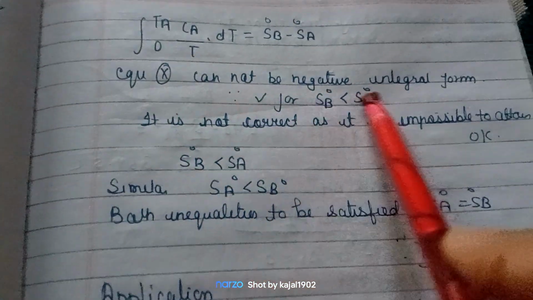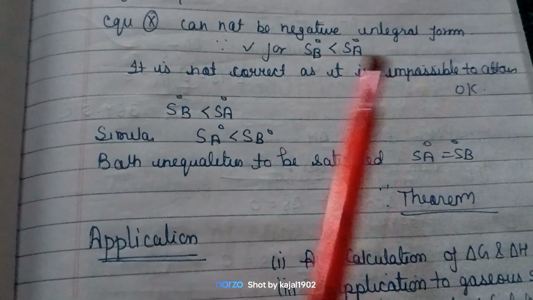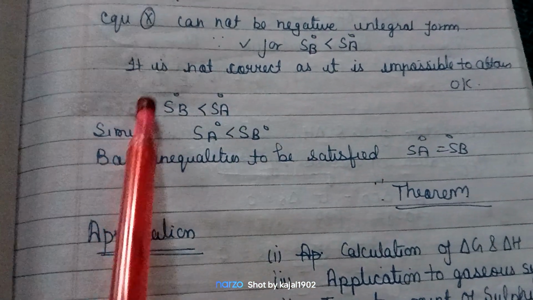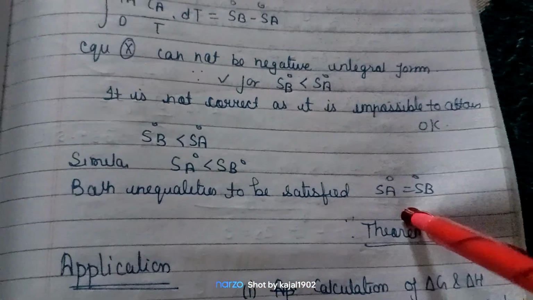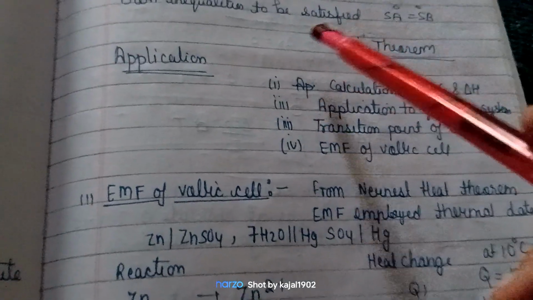Equation 10 is not negative in an integral form. So this one is right. This is not correct, as it is impossible to attain 0. Both inequalities are satisfied. So here you can see S is equal to SB. So this is how the theorem is proved.